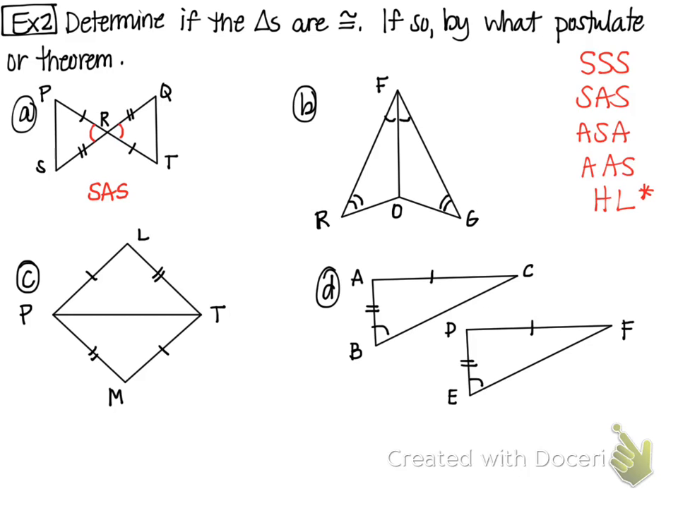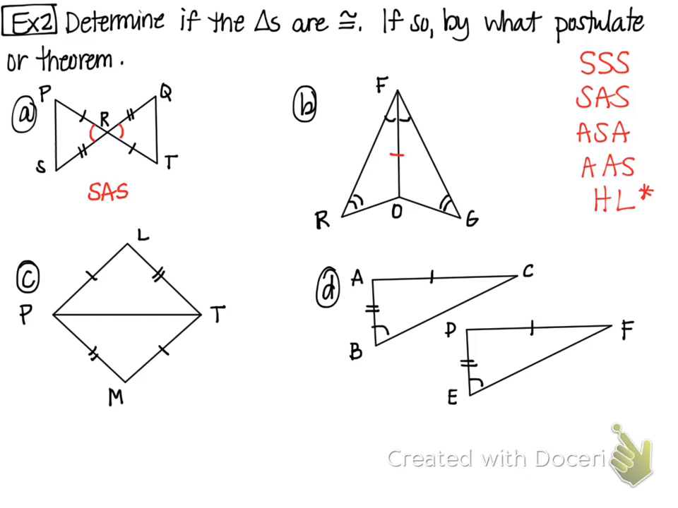So those triangles are congruent by side angle side. So let's look at B. On B, again, we only have 2 things marked congruent. We need 3 things, except for when we're dealing with right triangles. Actually, that's still a 3rd thing because you need the right angle. So if you take a look at it, these 2 triangles share this side, FO. If it's shared, it's congruent.